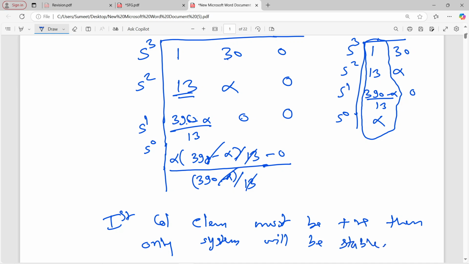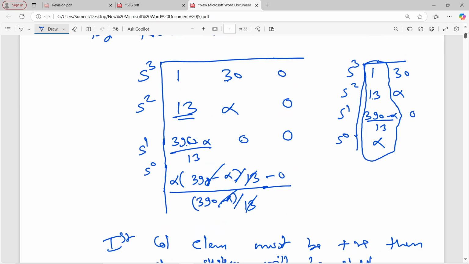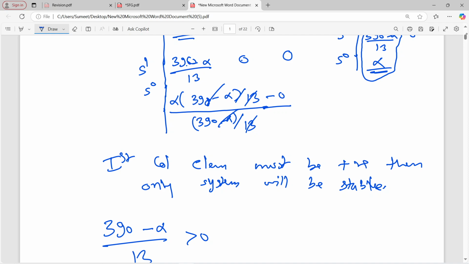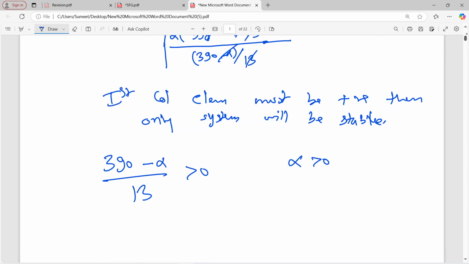So positive means what? This term must be greater than 0. So 1 is greater than 0, 13 is greater than 0, but this term 390 minus alpha upon 13, this must be greater than 0. So we get two conditions: 390 minus alpha upon 13 greater than 0, and second is this alpha. This alpha should also be greater than 0. So this is how we are finding out the range.